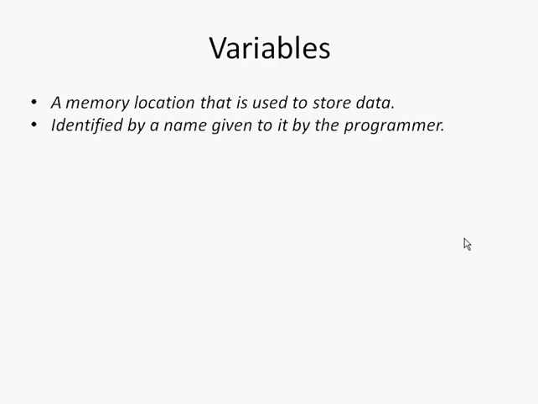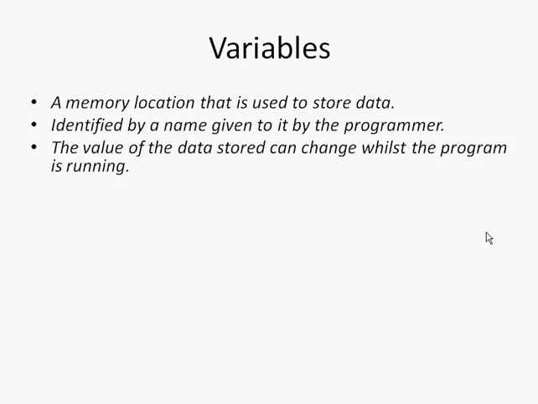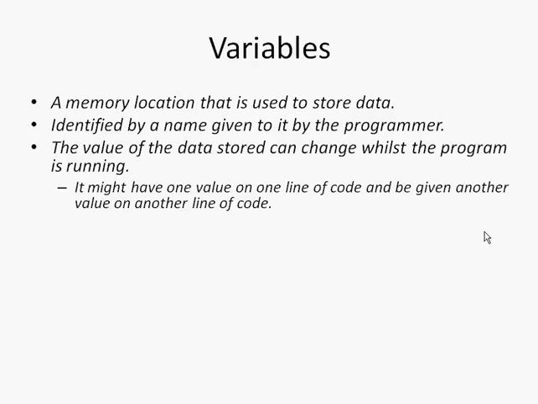So firstly, variables. Variables are a memory location that is used to store data. So it's just a place on the random access memory that is reserved for us to use to store data in our program. Variables are identified by a name given to them by the programmer. The value of the data stored in the variable can change whilst the program is running.